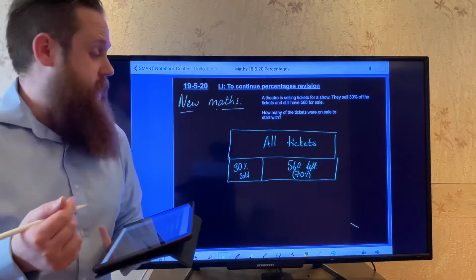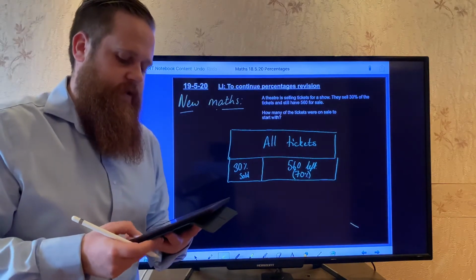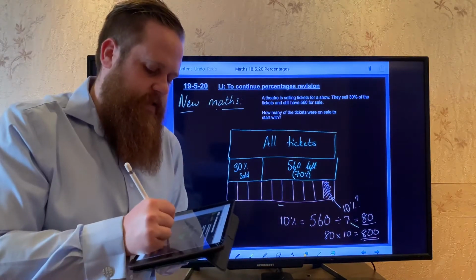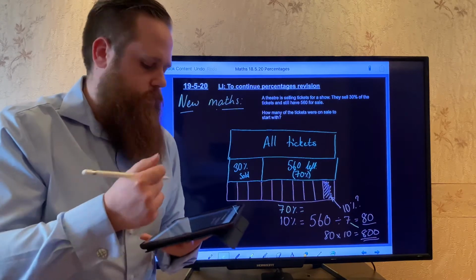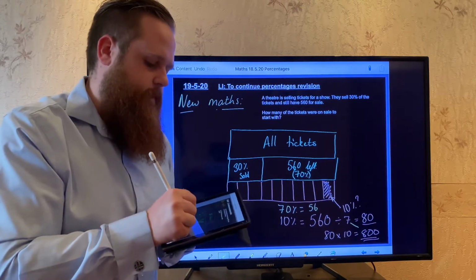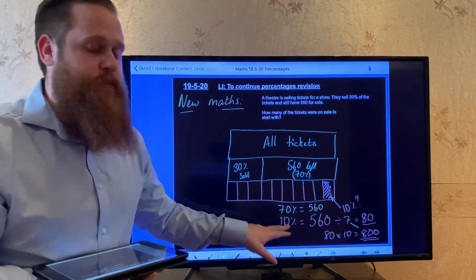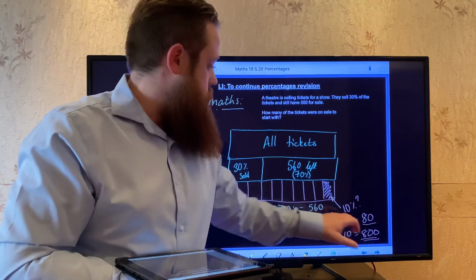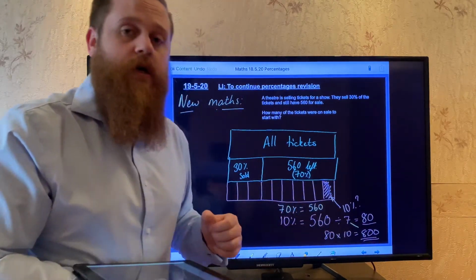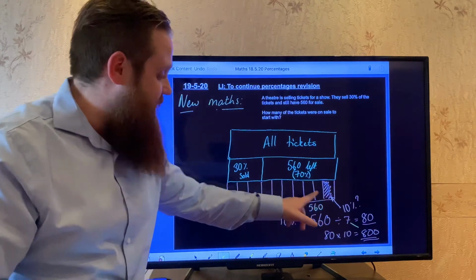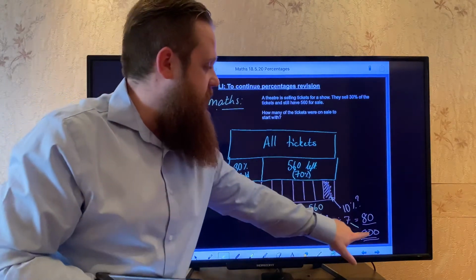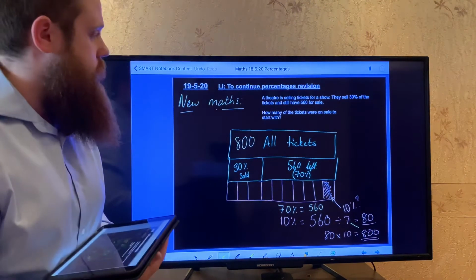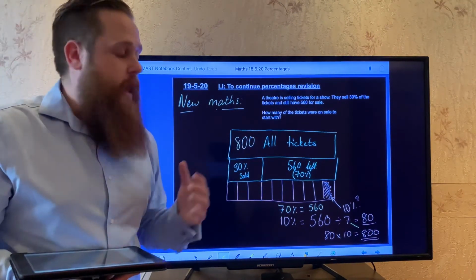Let's just write that down here. 70% is equal to 560. So to get from 70% to 10%, I need to divide by 7. So 560 divided by 7 is 80. So 10% here is 80. So to find 100%, I multiply this by 10. So 80 multiplied by 10 is 800. So therefore, they started with 800 tickets. And it's working backwards through.